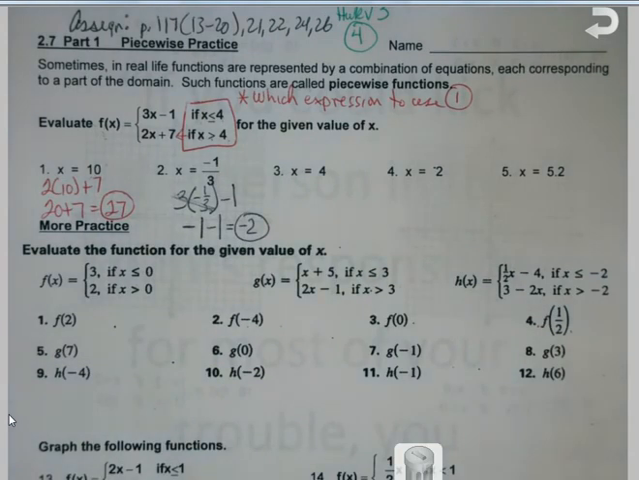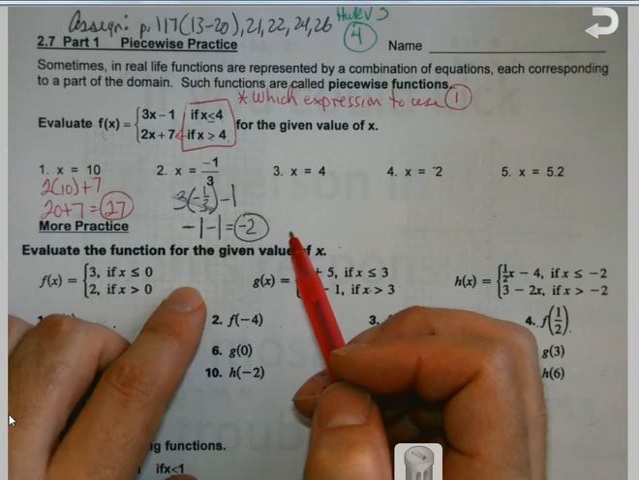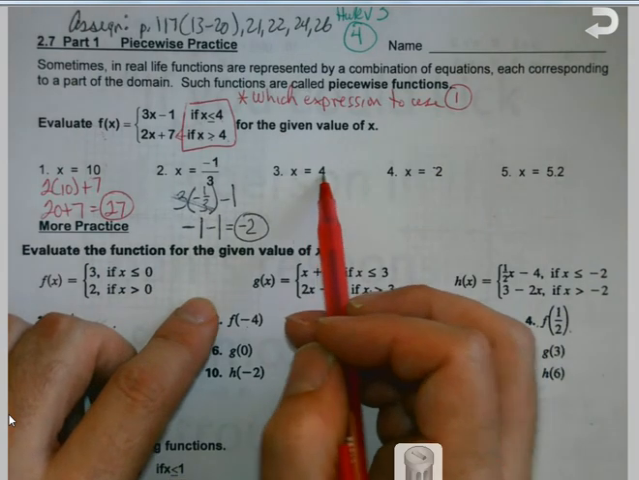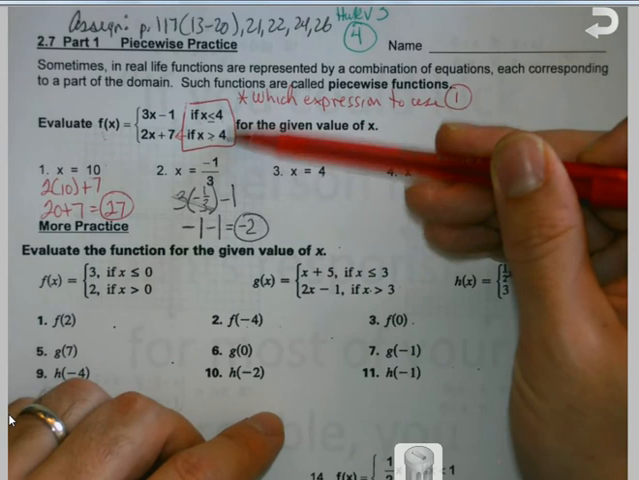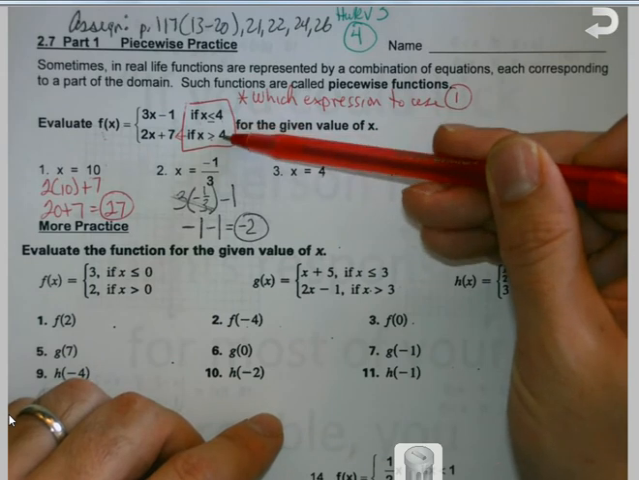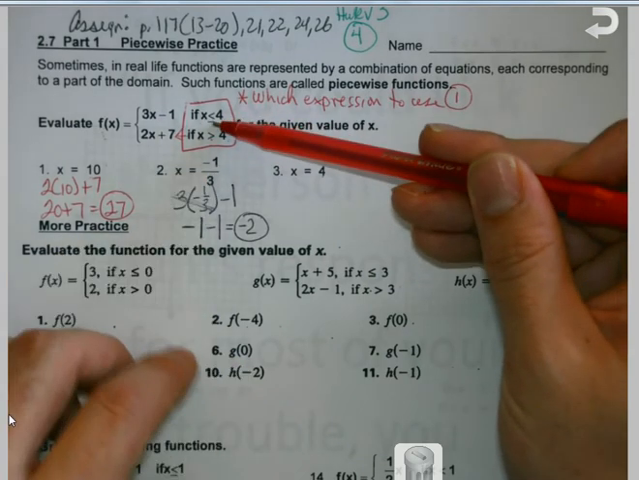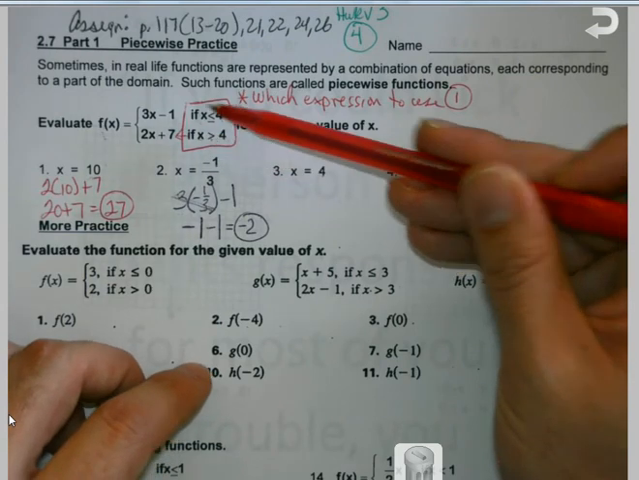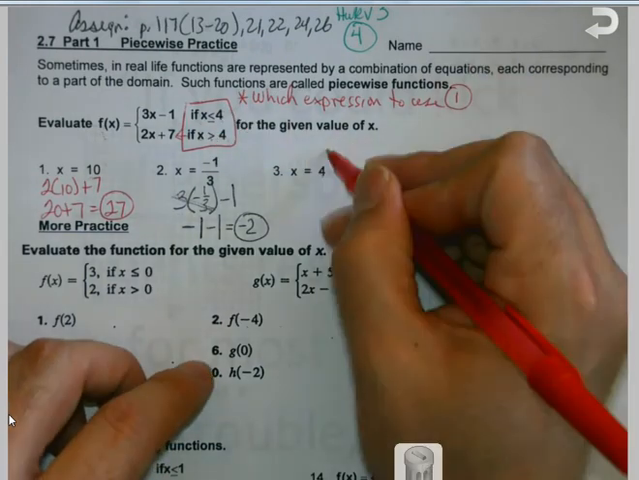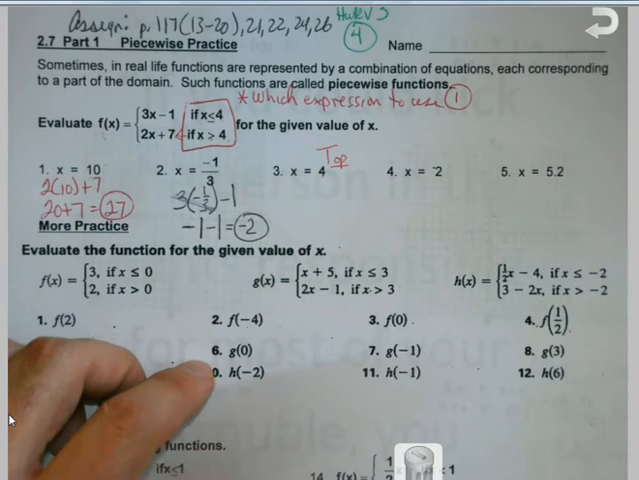But again, it always comes down to that first part of figuring out which of the if-then statements it goes with. Now, number 3, be careful. My x value is 4 for this one. Which one of these works if I plug in 4 for x? The top one, because it has the or equal to. Okay, 4 isn't greater than 4, but 4 is equal to 4. So I'm going to be using the top one for this one.